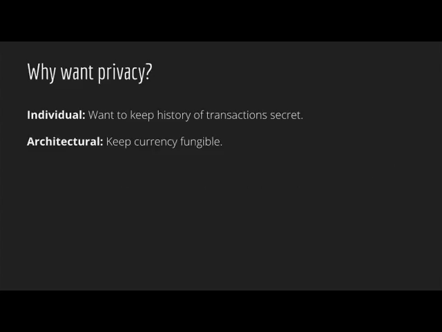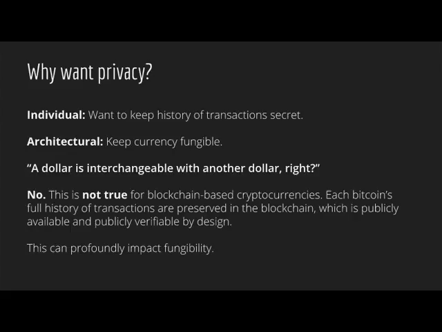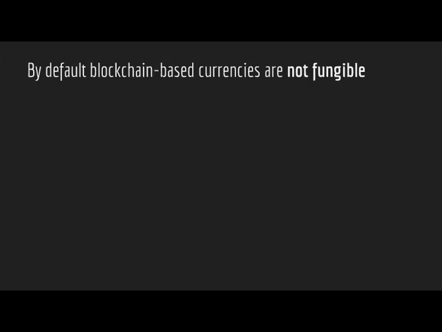The second thing is more of an architectural question, which is to keep currency fungible. Fungibility is when, let's say, $1 is interchangeable with another dollar, or one Bitcoin is interchangeable with another Bitcoin. The problem is, by default, this is not true with blockchain-based cryptocurrencies; fungibility is not the default. For each Bitcoin, there is a full history of transactions wrapped up with it. What that means is that the value of one Bitcoin for one person might be different from another. And this really impacts the stability and usefulness of a currency.